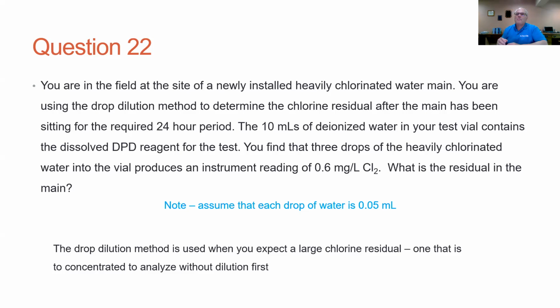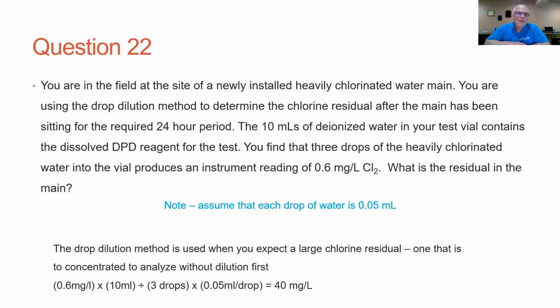Instead of adding a chlorine powder pillow to your sample of water, you're going to take DI water and add the chlorine powder pillow, and then put just drops of the heavily chlorinated water into it, and use a comparison method to figure out your residual. And here's how it works.